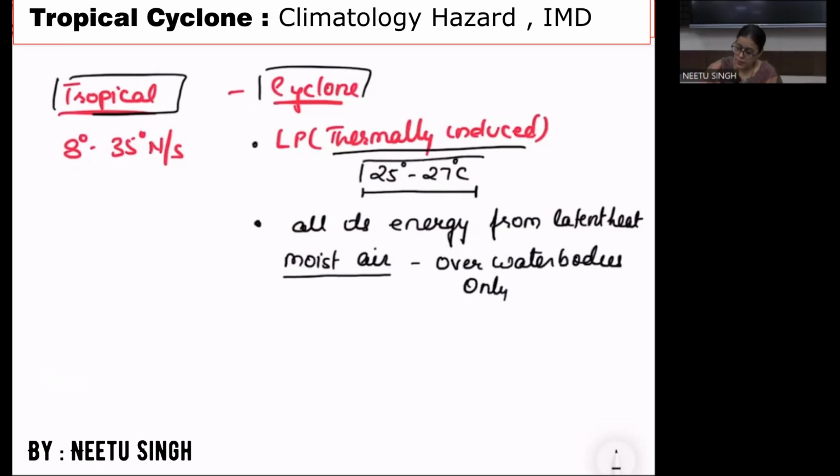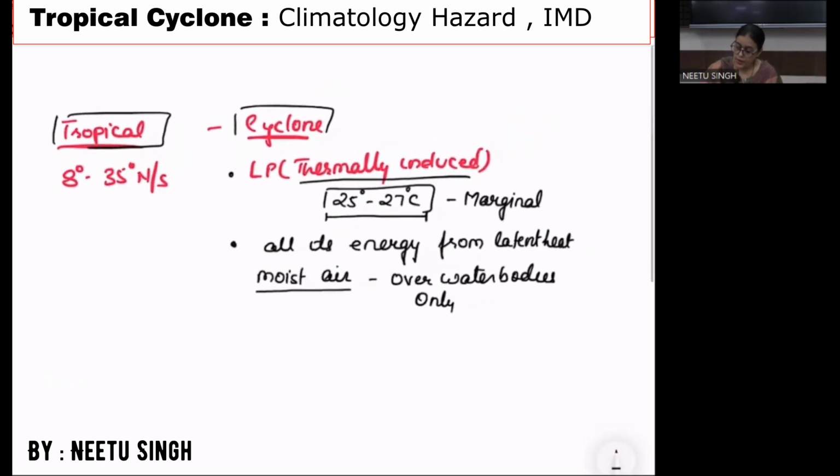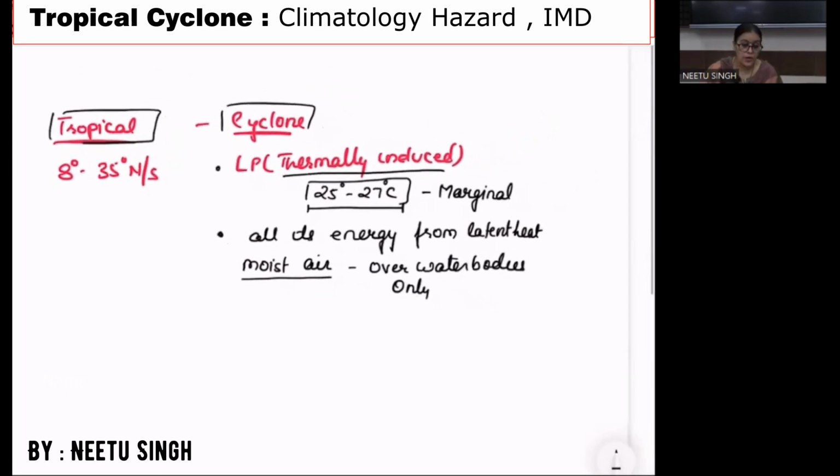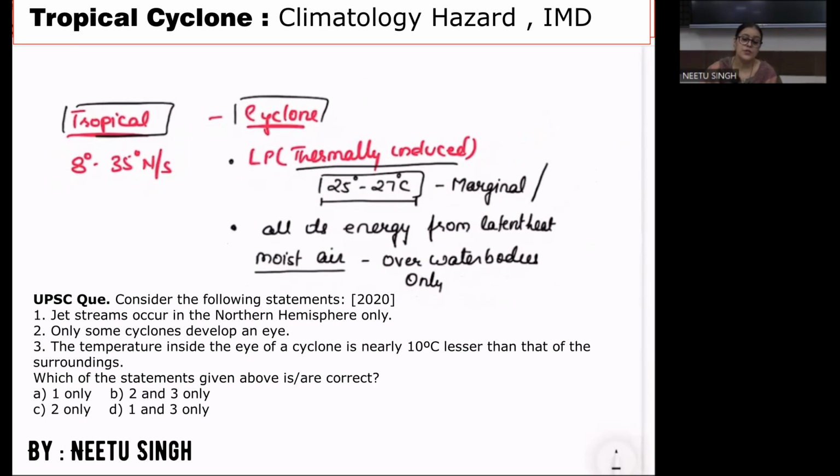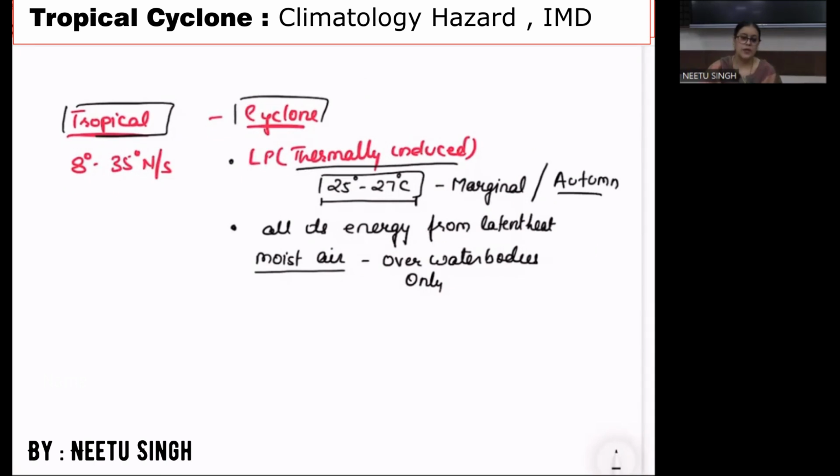This high temperature will be developed over water bodies only when they are marginal, and added to it, it will develop over water bodies when they are marginal during which season? Transition from summers to winters. Which season is that? Autumn. It is very typical to autumn season. Are you making sense, class?